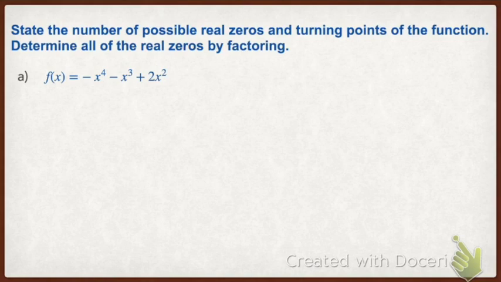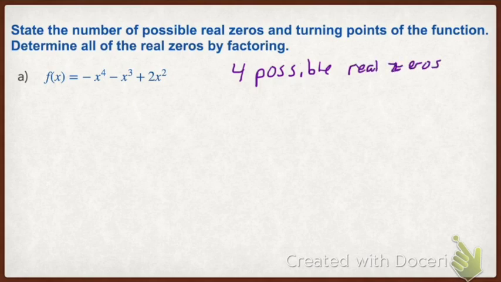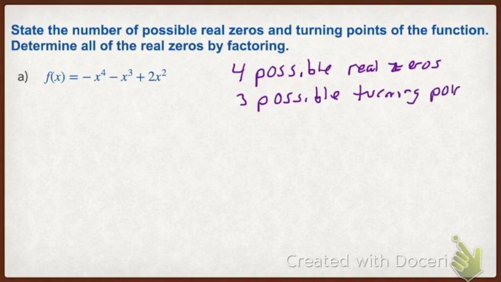So the first thing we're going to look at is our exponent. Our n is 4. This means we have 4 possible real zeros. And then we take that number minus 1, and this is our possible turning points. We have 3 possible turning points. We can do that just by looking at this, by our leading term's power. So we know that we have 4 possible real zeros and 3 possible turning points.